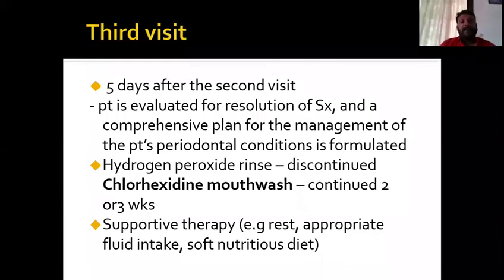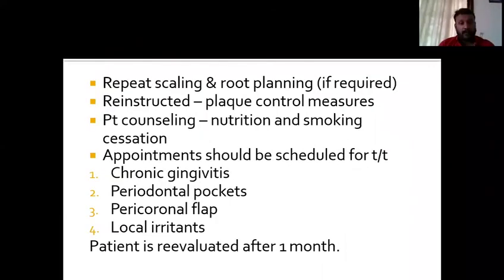The hydrogen peroxide rinse is discontinued. In the third visit, if you find a change in the gingival status, you can stop the hydrogen peroxide rinse, and the chlorhexidine rinse can be continued for 2 to 3 weeks. Supportive treatments such as rest, appropriate fluid intake, and a soft, nutritious diet should be followed. Repeat scaling and root planing if required. Instruct on plaque control measures.